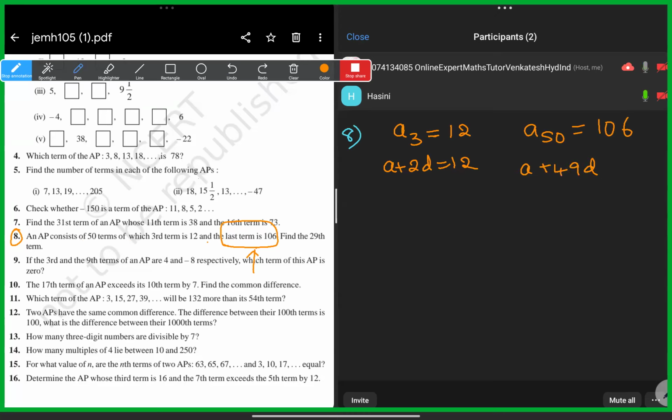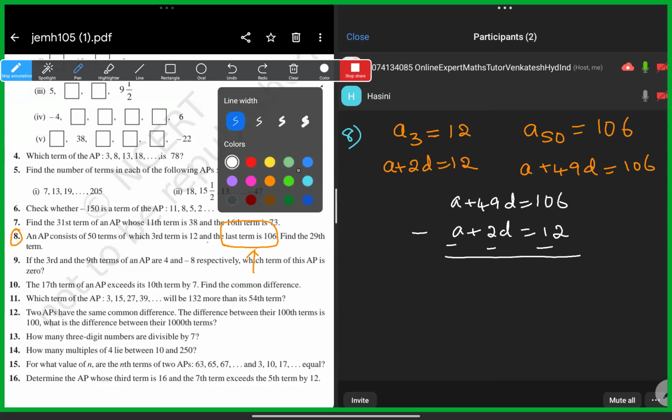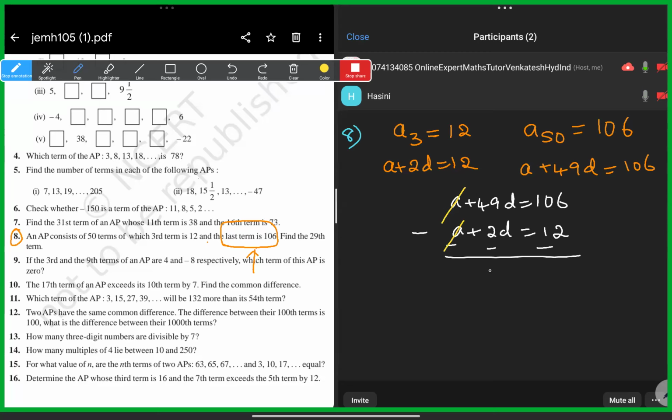So A50 means A plus 49D. A plus 49D is 106 and A plus 2D is 12. We subtract, so signs will change. A will get cancelled. 49 minus 2 is 47D, and 106 minus 12 is 94. So D is equal to 94 by 47, which is 2. So D is 2.